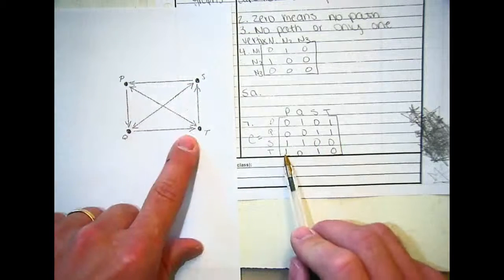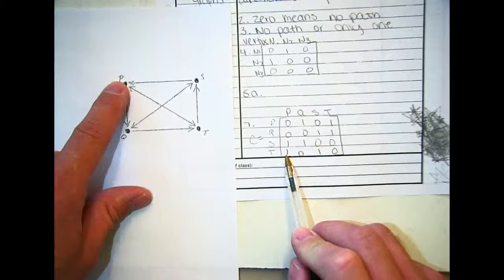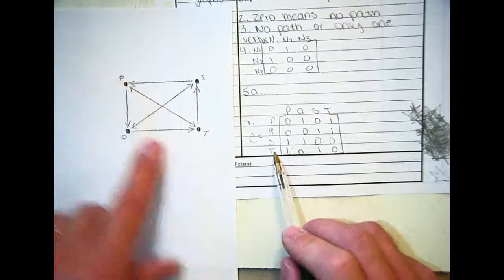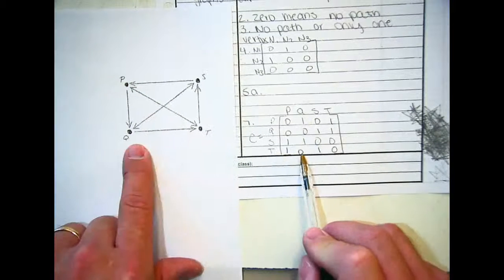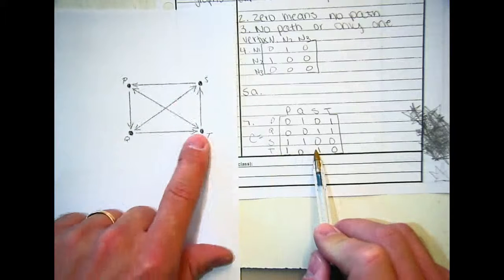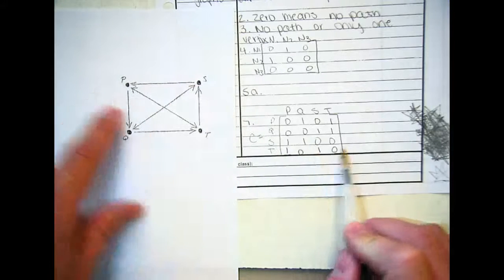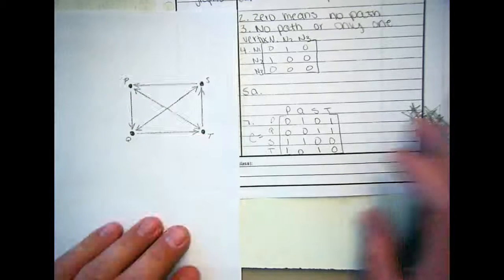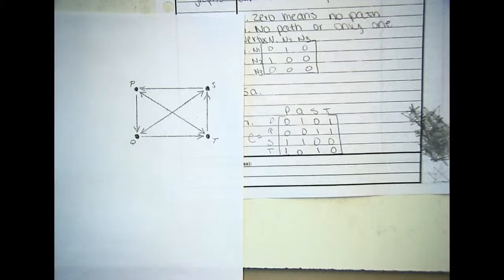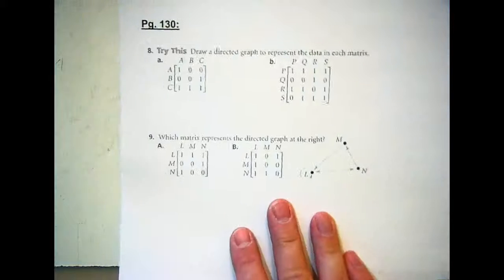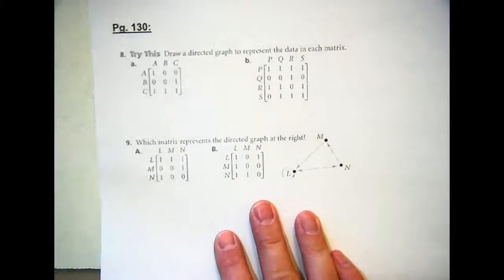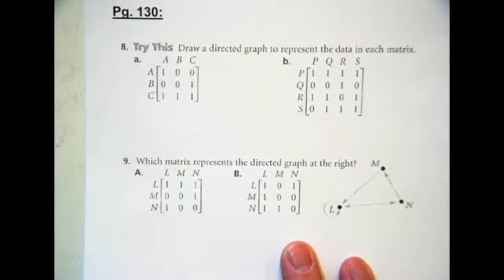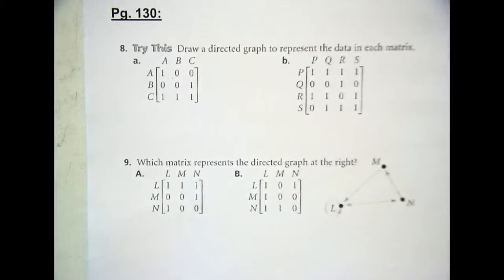And we've got T to P. Okay, T to Q, no route. T to S, there's a route. And T to T, no route. Okay. All right, any questions there? All right, a bunch of ones and zeros, right? Okay, let's actually try to draw the graph now.